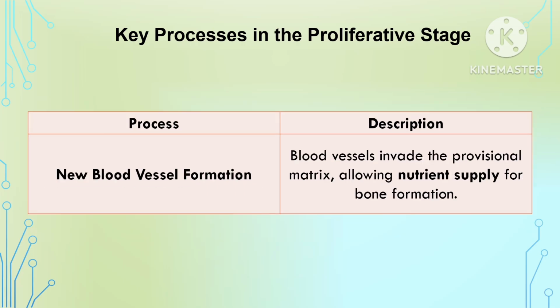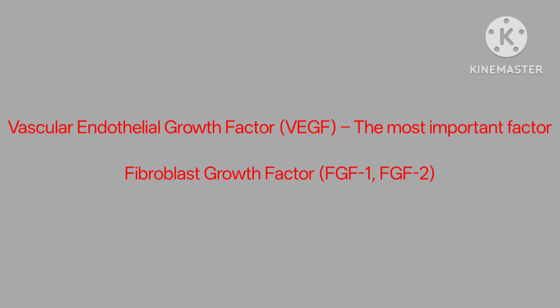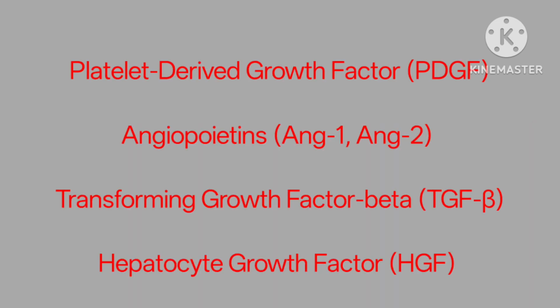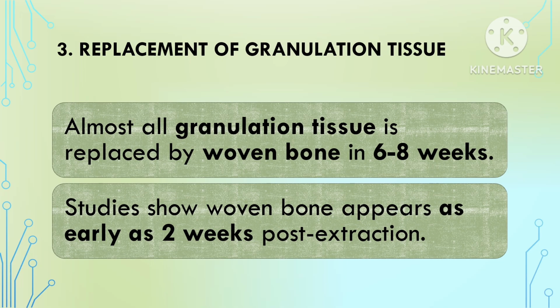New blood vessels are formed from pre-existing ones, ensuring adequate oxygen and nutrient supply to the healing tissue. This process is driven by vascular endothelial growth factor and fibroblast growth factor. The other factors involved in angiogenesis are platelet derived growth factor, angiopoietins, transforming growth factor beta, and hepatocyte growth factor. But out of all these, vascular endothelial growth factor is the most important one for angiogenesis.